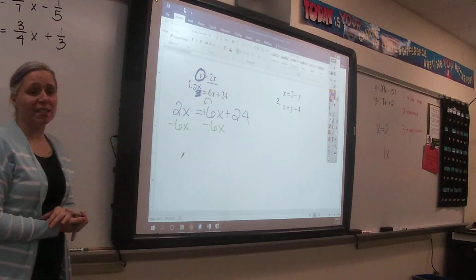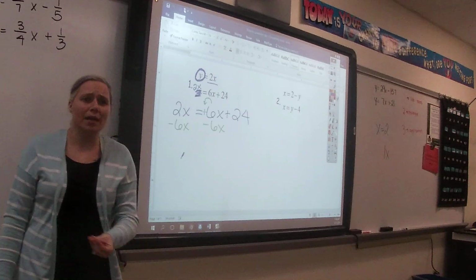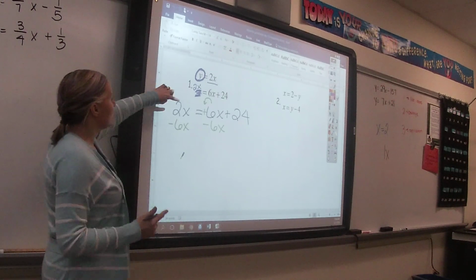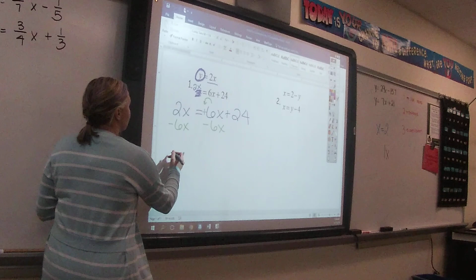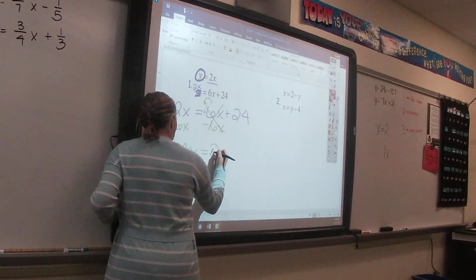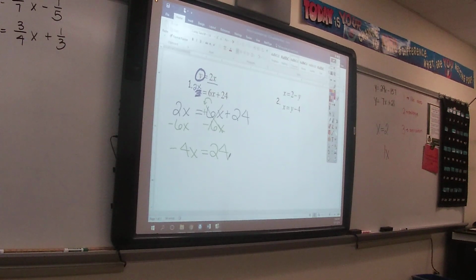Okay, and I know this might make some of my students uncomfortable. They don't like it, but a negative is the same thing as subtraction. They look the same because they are the same. We read them different based on context. So 2x minus 6x gives us a negative 4x. And I have a 24 left on the other side. Just hang on.